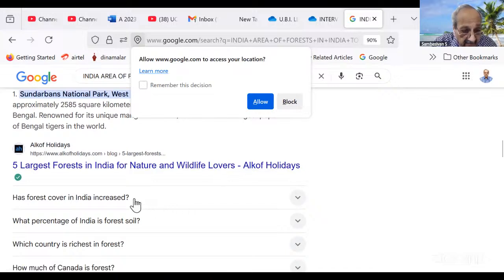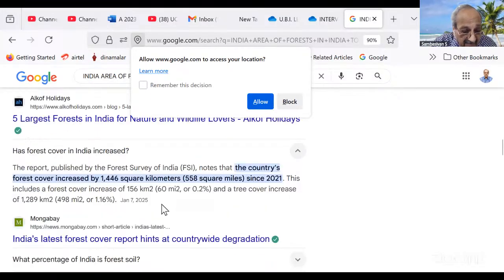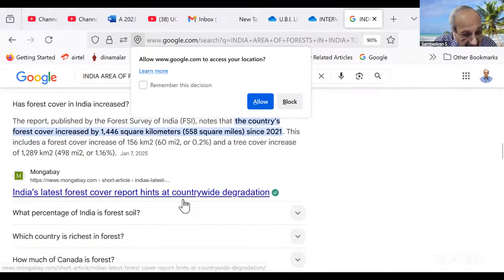Maybe I'm wrong. Good. As forest cover in India increased, oh Baba, my own doubt coming as next question. A report published by Forest Survey India notes that country's forest cover increased by only 1,400 square kilometers. This includes forest cover increase of 150. Acha, they are increasing it also.